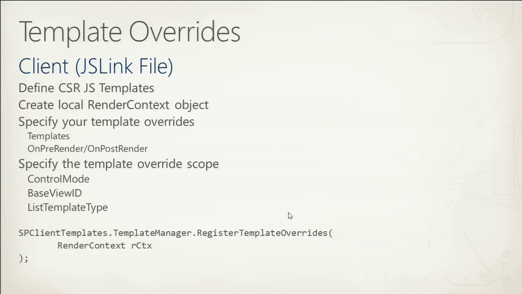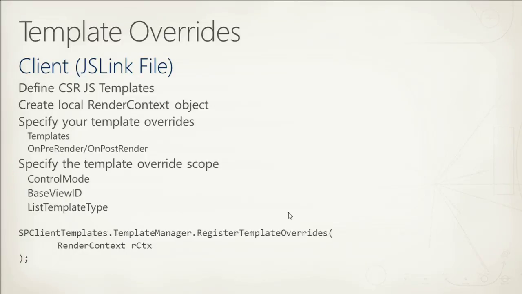And the scope, remember in the XSL world, you executed in isolation. So every time you rendered a view, each view executed in isolation because it was on the server. These execute in the global context of the JavaScript in the browser, so the scope is much, much more important. But the idea is still the same, because in the XSL world, you could share templates. You had rules that you use. Same idea here. You can map to the control mode, the base view ID, the list template type.